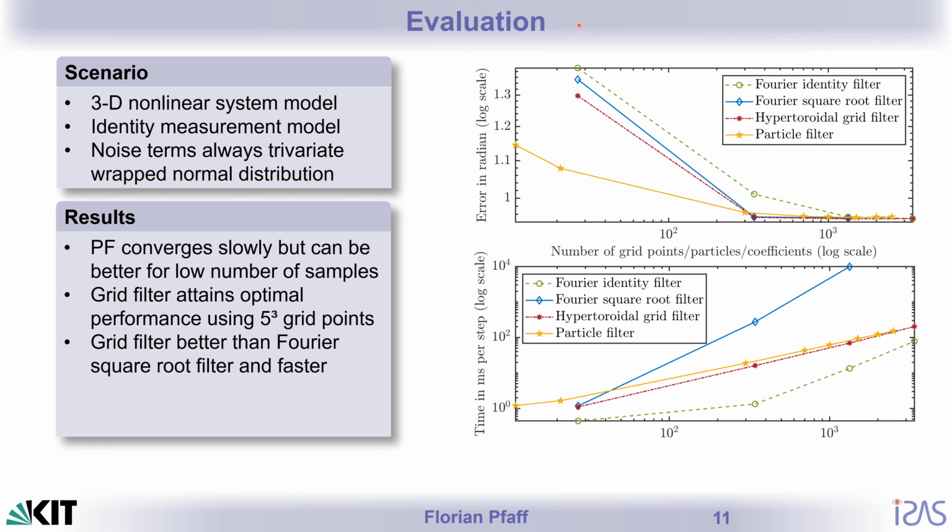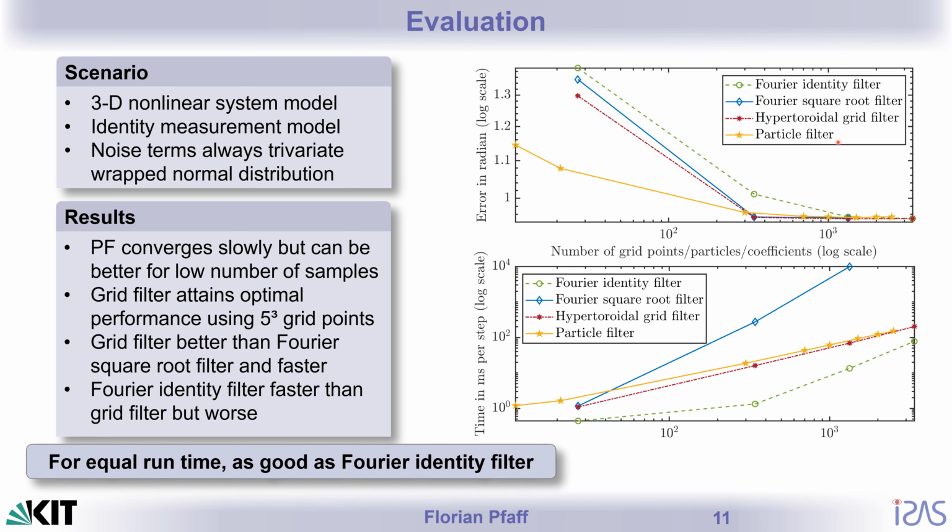Then the grid filter is better than the Fourier square root filter. Slightly better here. It's actually comparable, I would say. It's identical here, but it's definitely faster, as you can see, than the Fourier square root filter. The Fourier identity filter, on the other hand, is much faster, but it's not as good as you can see here.